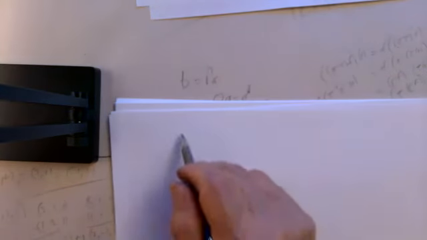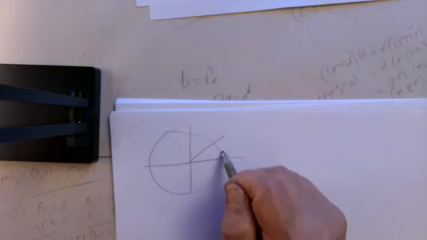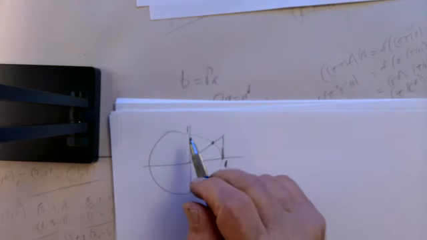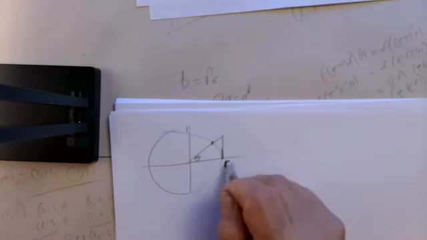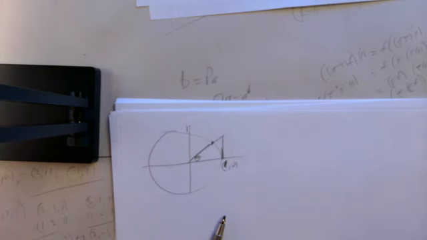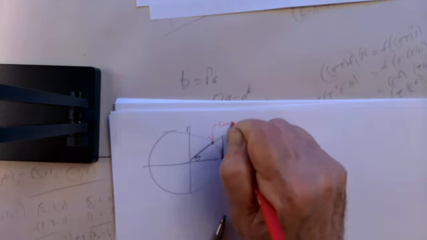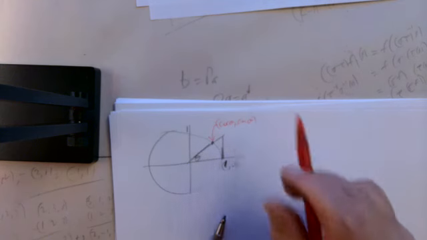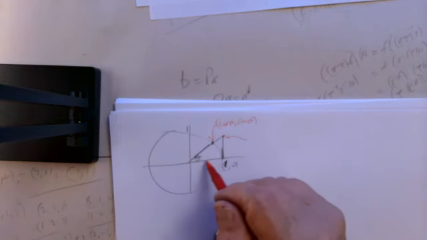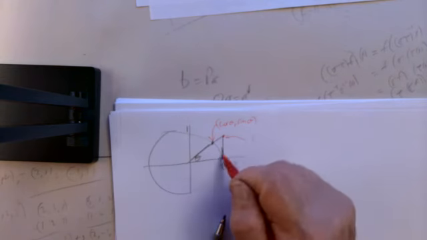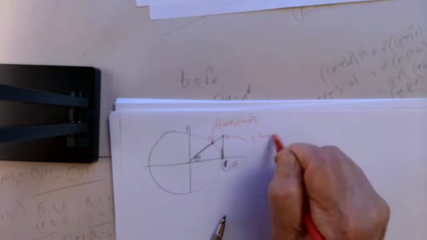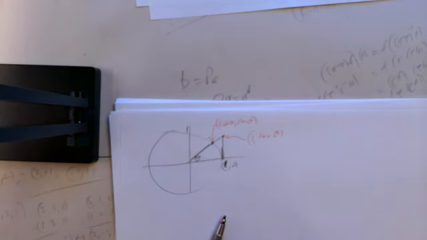Let me draw a bigger picture of that. So here's the angle theta. This radius is 1. The coordinates of this point are cosine theta, sine theta. What are the coordinates of this point? Well, the x coordinate is 1, and the y coordinate, well, this over 1 is the tangent. So this point has coordinates 1 and tangent theta.